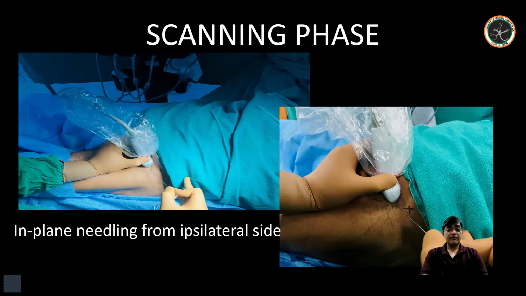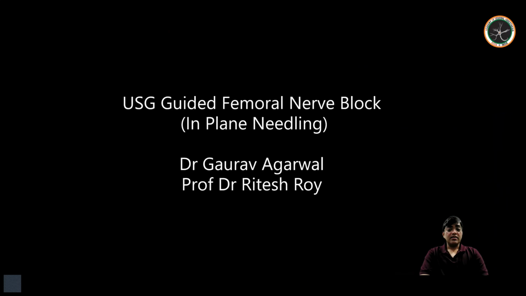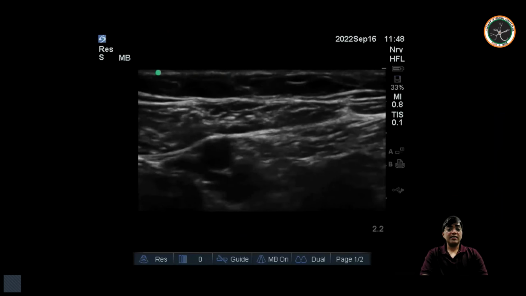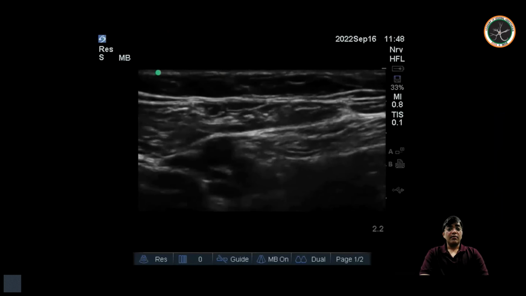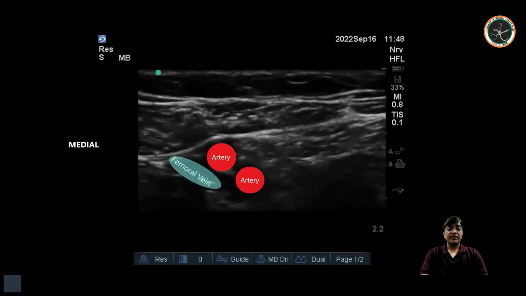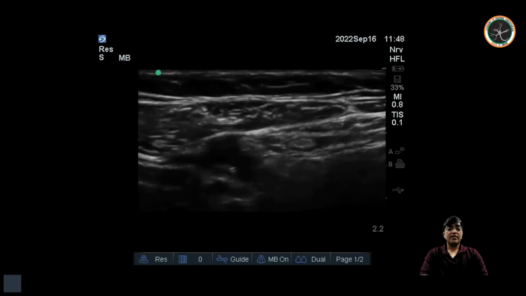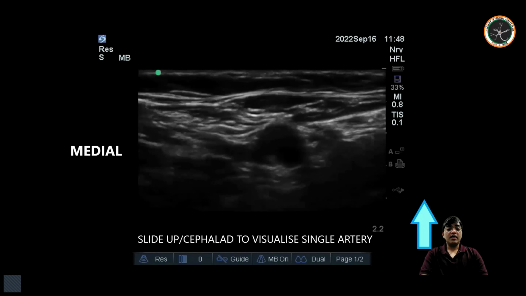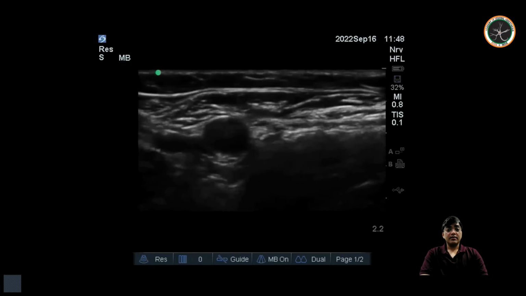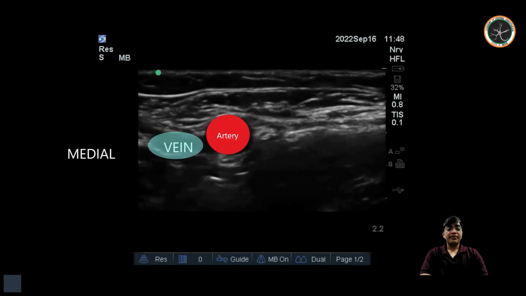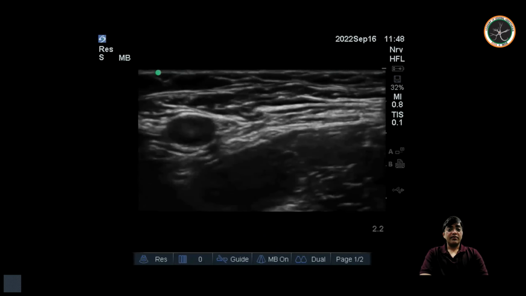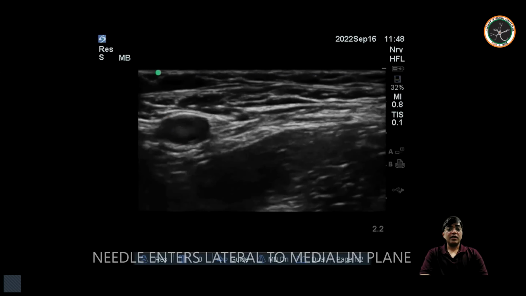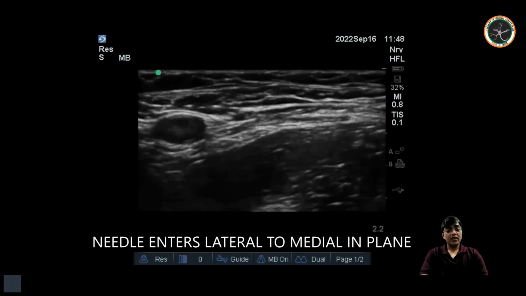In-plane needling is done from the ipsilateral side only, and this is a short video of the USG guided femoral nerve block. We start the scan from the femoral crease, identify the branched artery, profunda and superficial femoral artery, along with the femoral vein. From here, we slowly slide the probe cephalad closer to the inguinal ligament and identify the common femoral artery. We move the probe a little lateral to identify the common femoral artery, the iliacus muscle, the two fascia, and the femoral nerve sandwiched between fascia iliaca and the iliopsoas muscle.